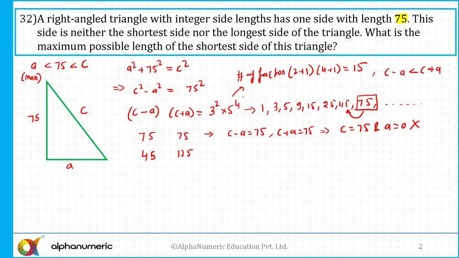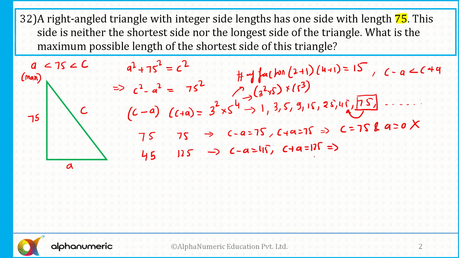Why? Because this 3 square into 5 raised to power 4, I can write down 3 square is 9 into 5, isn't it? That is 3 square into 5 as one factor, another factor is 5 cube here. So 45 into 125. So here C minus A is equal to 45, and the value of C plus A is equal to 125.